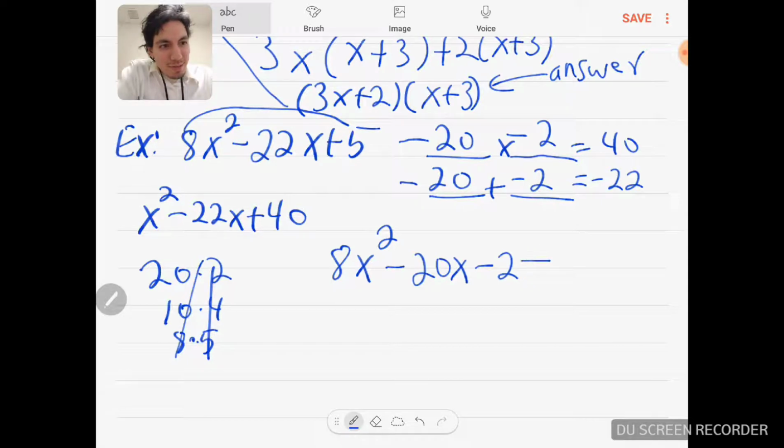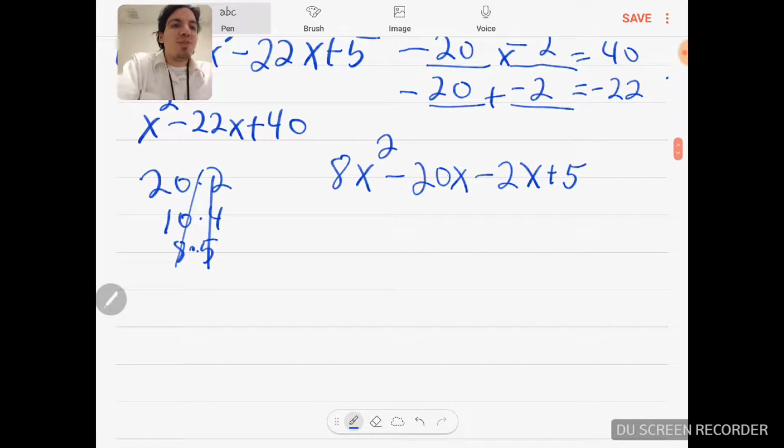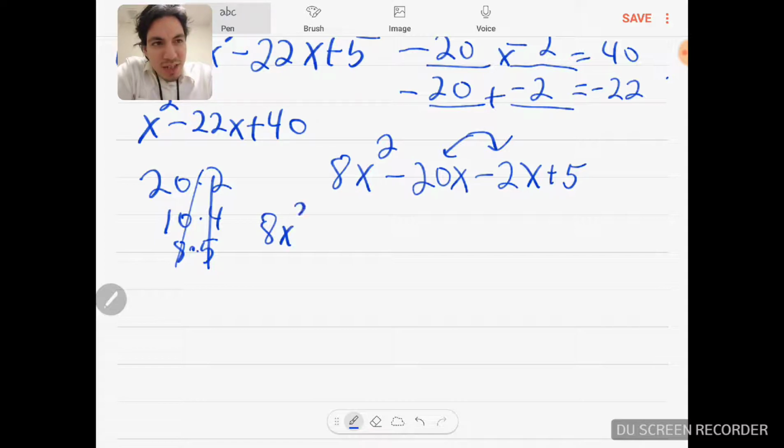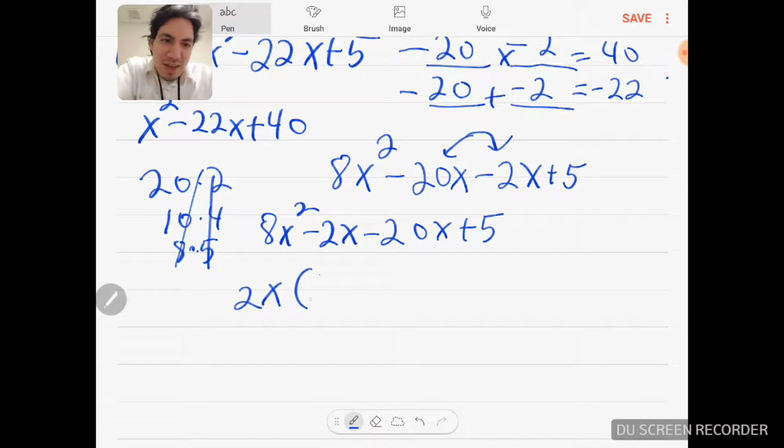Now, here's the thing. Let's see, can this work as factors? Let's switch it around. I feel like if I switch it around, it'd be a little bit easier for me. So I'm going to switch the 20 with the 2. So I'm left with 8x squared minus 2x minus 20x plus 5. Why am I doing that? Because when I factor out a 2x, I'm left with 4x minus 1 here.